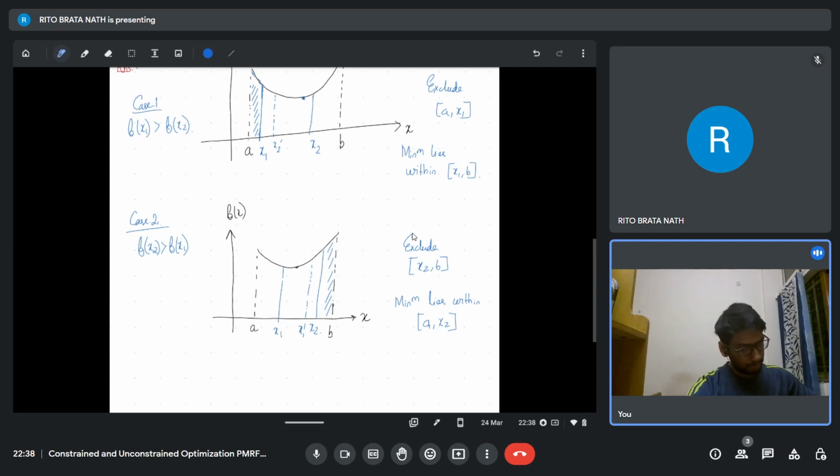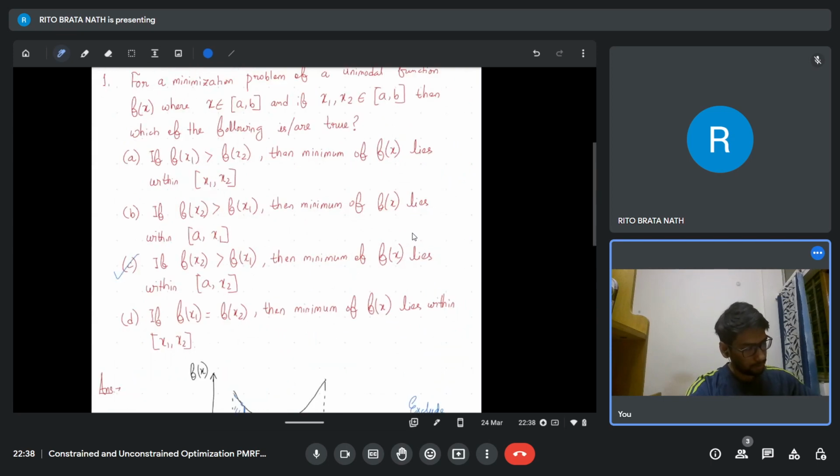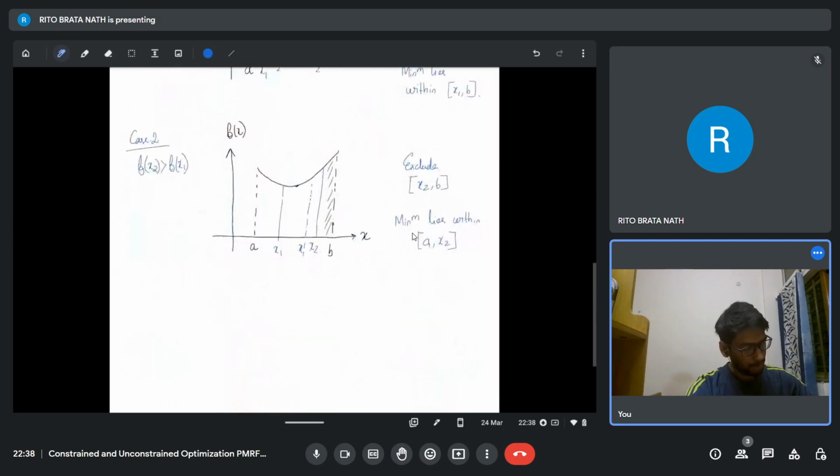Let's see if any option is correct. Yeah, option C is correct, right? Now let's move on to the final one. Case 3, which tells you f(x1) equals f(x2), and obviously x1 is not equal to x2, so that's kind of implied.